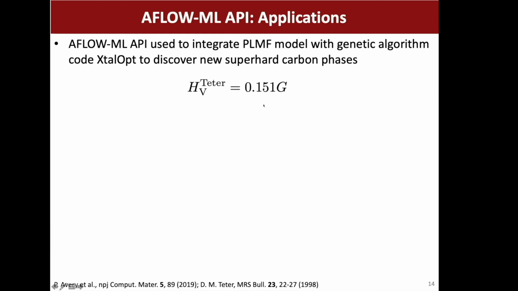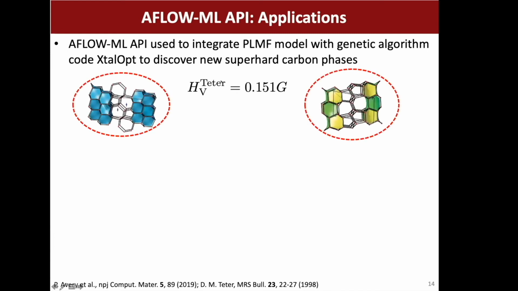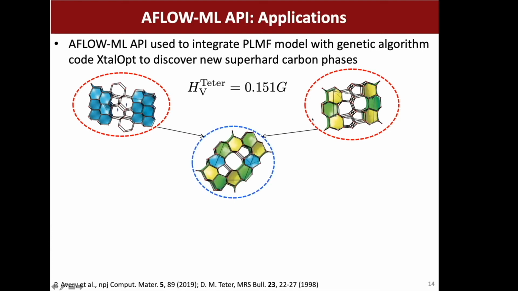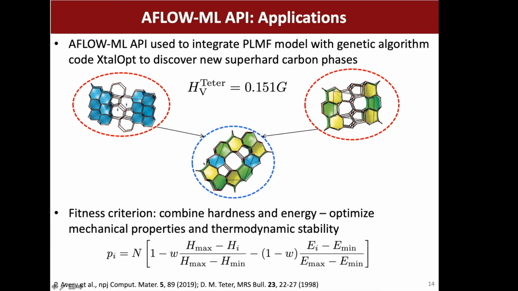So instead, we decided to use this simpler model. What the genetic algorithm does is it takes different known structures. In this case, this is the carbon diamond structure. This is what's called the Lonsdaleite structure, which is sort of a hexagonal analog of the diamond structure. It then combines them in different ways to form new structures, and then it assigns a fitness criterion. In this case, we combine the hardness and the energy to simultaneously try and optimize mechanical properties and thermodynamic stability.